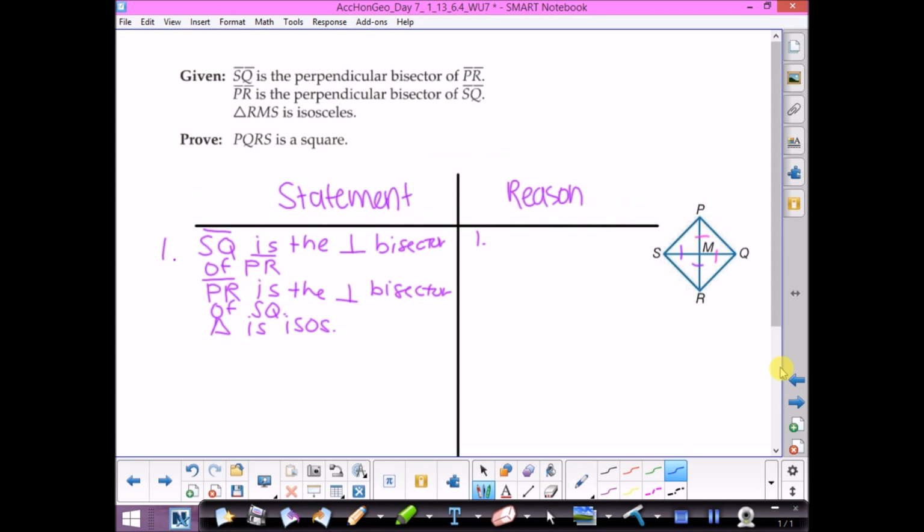So we have this proof. So we know segment SQ is the perpendicular bisector of PR, and segment PR is the perpendicular bisector of SQ. So triangle RMS is also isosceles, and we're trying to prove that this is a square. So what we need to do to prove that it's a square is prove that it's a rectangle and a rhombus.